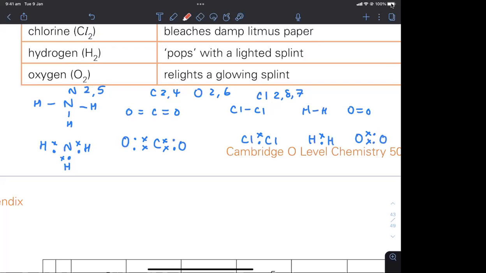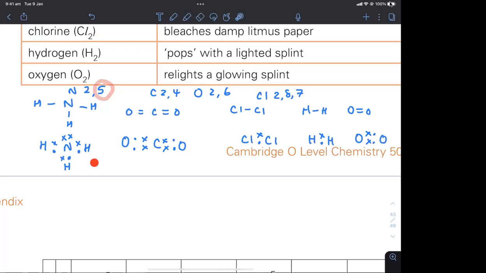Go on. Outer shell of nitrogen is 5 electrons. So you only use 1, 2, and 3 for bonding. So how many are you left with? 2. You only share 3, so you still have 2 more. It can be 2 dot or 2 cross.